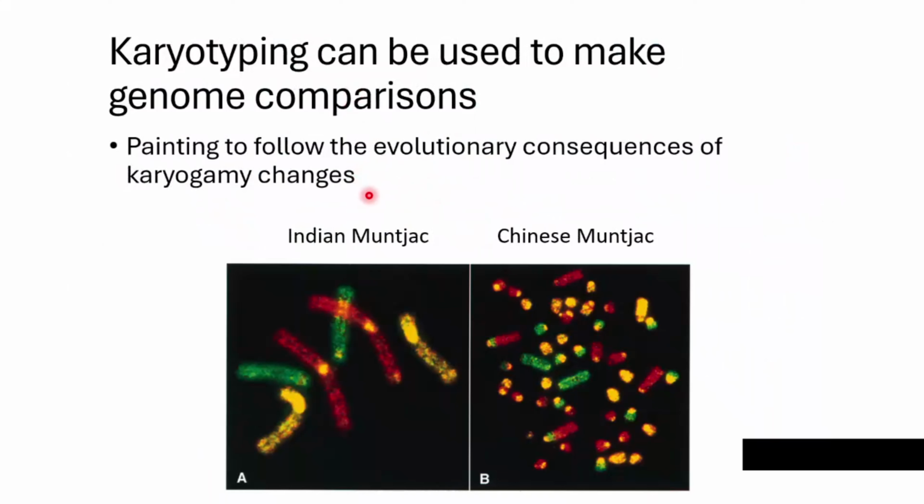Let's take a look at an example where these stainings are important to figure out phylogenetically related species. Here we're looking at the deer called the muntjac. The Indian muntjac and the Chinese muntjac are related species. The only difference, if you take a look at this here, is that this one seems to have 3 chromosomes. So one yellow, one red, one green, and obviously it's a diploid, while this one seems to have a crazy amount of chromosomes.